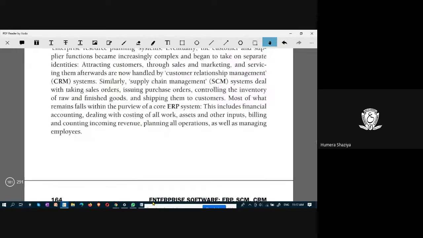Okay, SCM deals with sales orders, issuing purchase orders, controlling the inventory of raw and finished goods, and shipping them to the customers. These are the tasks involved under SCM, supply chain management. And most of what remains falls within the purview of the core ERP system, which includes financial accounting, dealing with costing of all work, assets and other inputs, billing and accounting, income revenue, planning all operations, and managing employees.